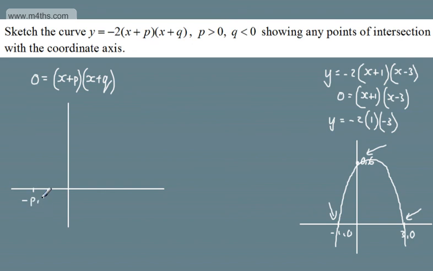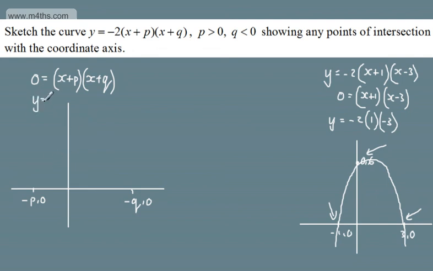So here is (-p, 0). Now q is a negative number. The solution here would be -q. So if this is minus minus, we're going to have a positive. And we can see that now in this particular case. When x - 3 is equal to 0, x would be 3. So I'm going to have (-q, 0) here. As stated, we could have had -p here and -q here. We don't know the magnitude of each of these. So that's what we start off with.